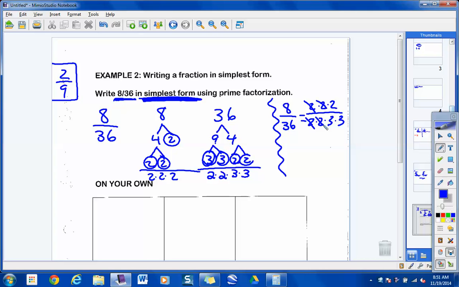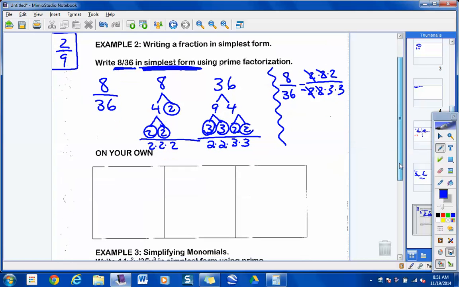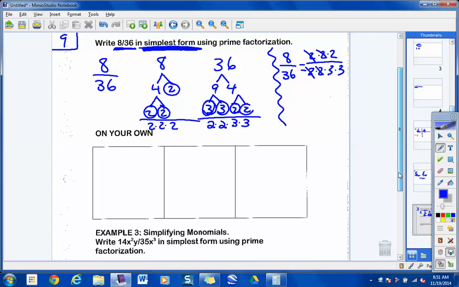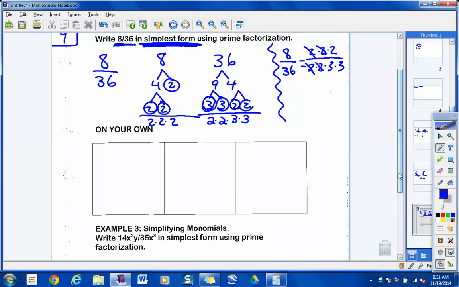I want to try an example where everything cancels out for you, and I want to talk about what happens there. So we're going to put one down here on your own. So real quickly, let's pick one like 8 over 40. We're going to write this in simplest form. 8 over 40 in simplest form.